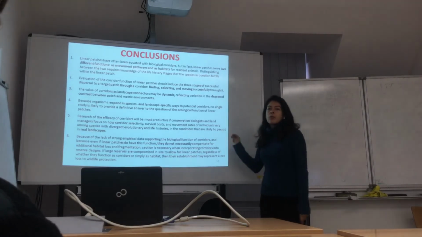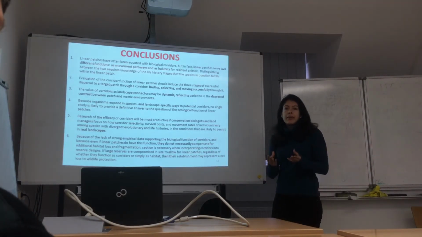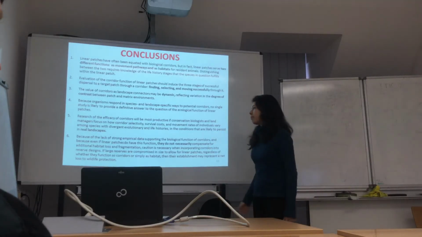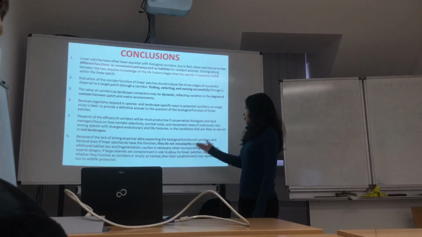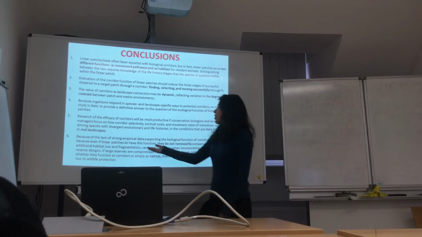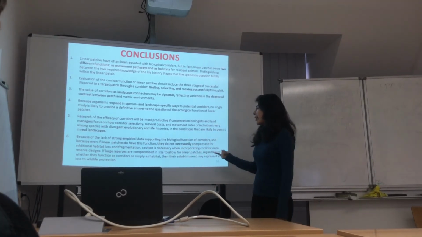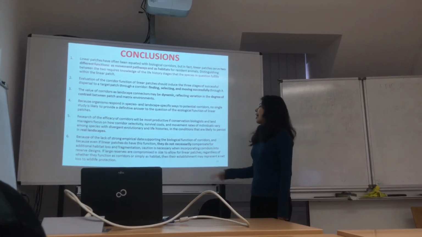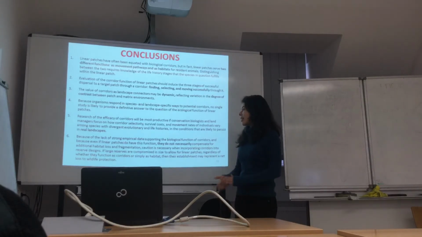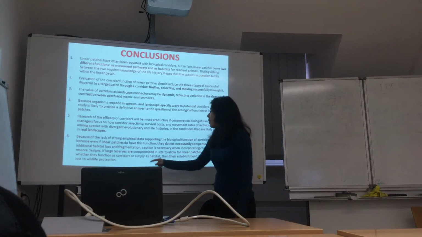So it's really important to test this in reality, not only in small scale experiments, but at really landscape scale. Because of the lack of strong empirical data supporting the biological function of corridors, and because even if linear patches do have this function, they do not necessarily compensate for the additional habitat loss and fragmentation, caution is necessary when incorporating corridors into reserve design. So this is what the authors really state in the paper.